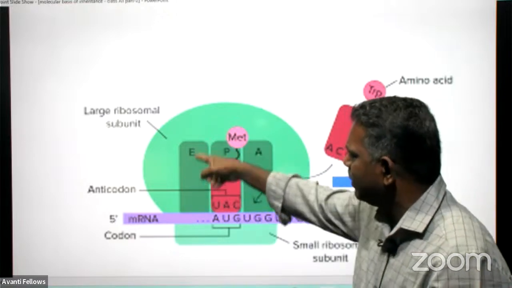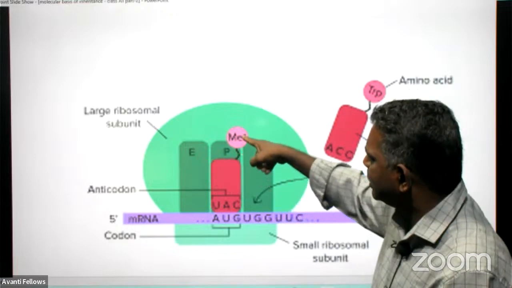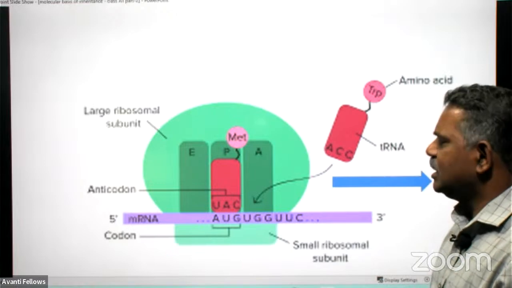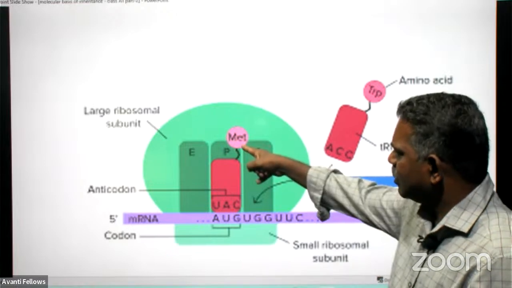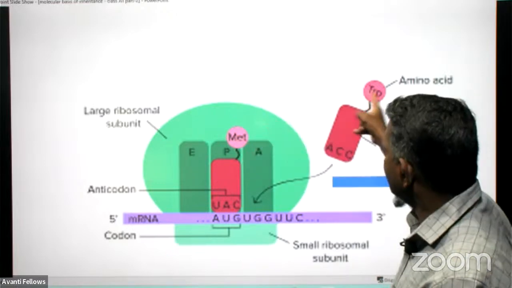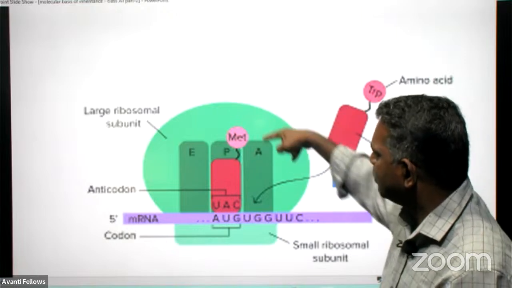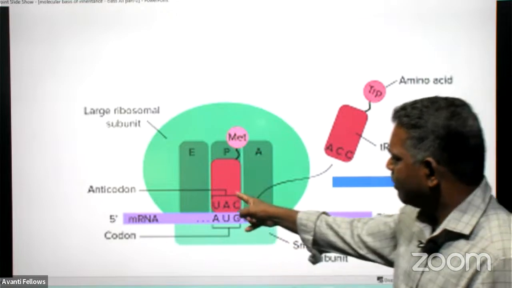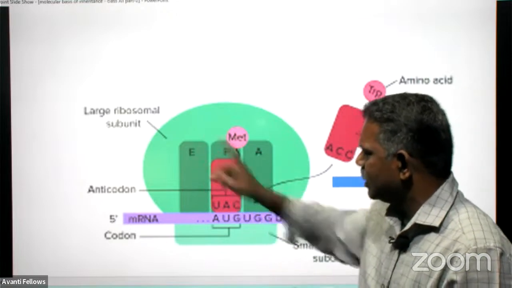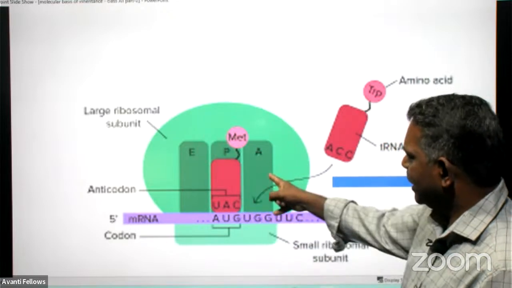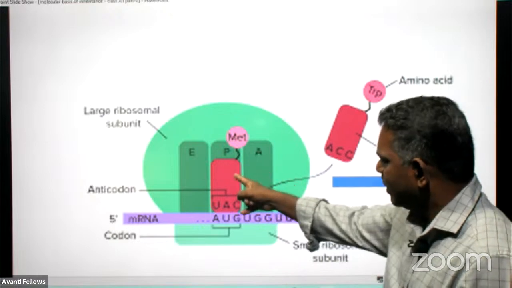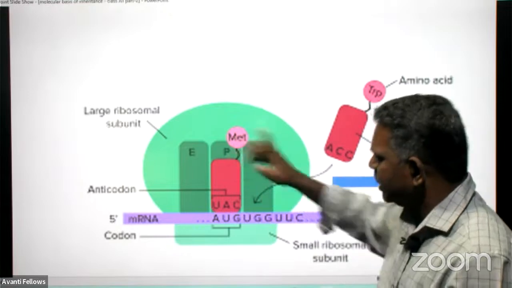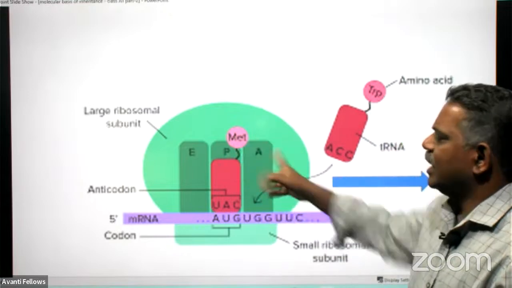Whenever it moves from the P site to the E site, what happened? This methionine will detach from this tRNA, and this functional group of the methionine connects to the other amino acid placed in the A site. So this tRNA reached the E site. Now the A site is free, because from the P site the tRNA is moving to the E site, and from the A site this tRNA is moving to the P site. Now the A site is free.